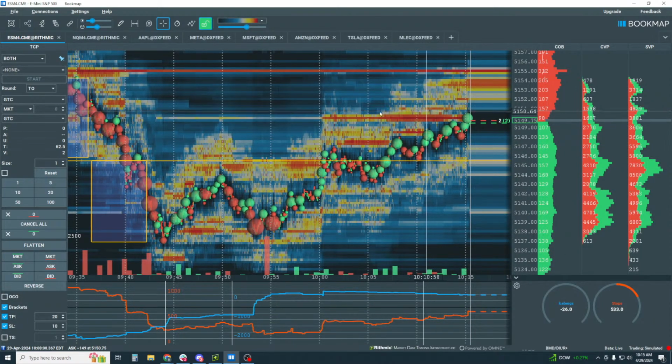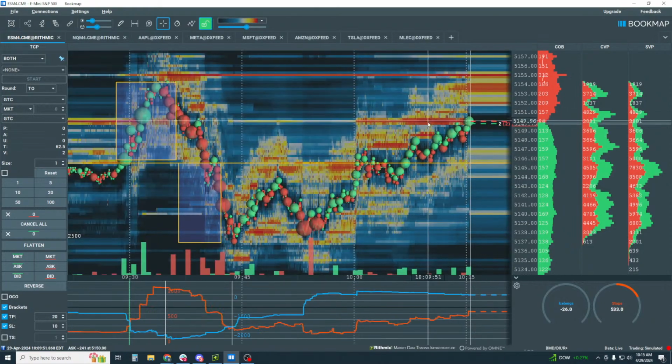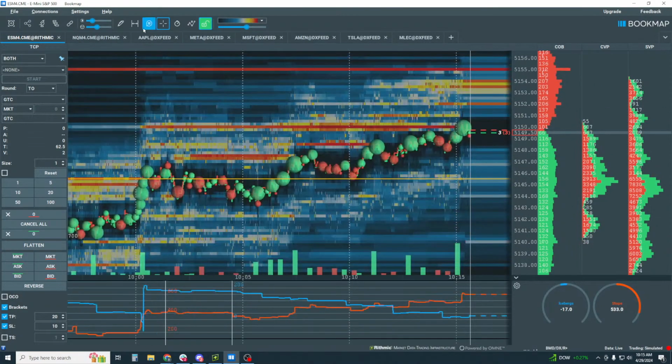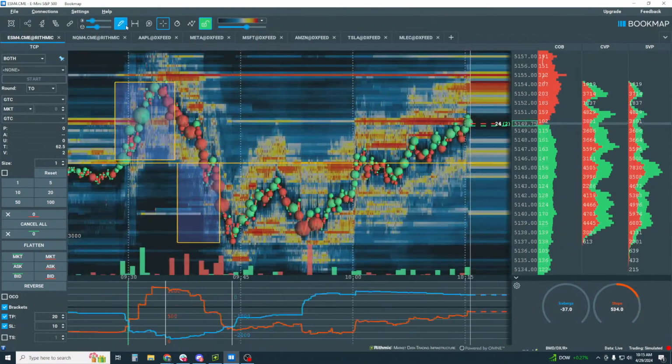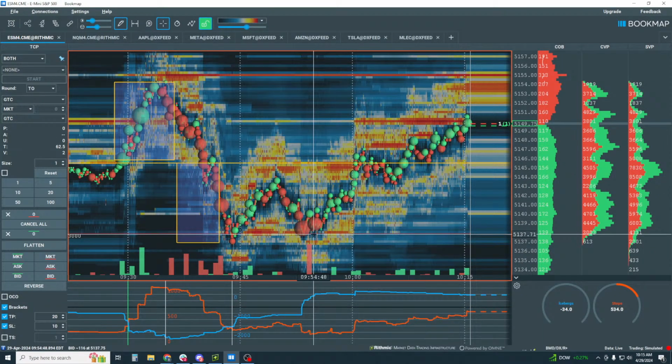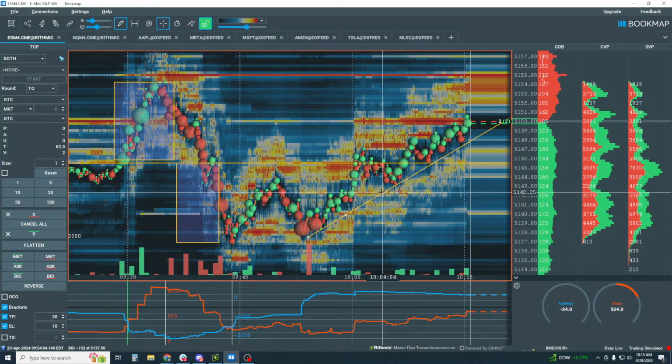Okay, so now we're up at this kind of critical level. We just traded into this liquidity here. I'm looking for a bit of a pullback actually at the moment. Okay, so let's put some understanding into the price structure here.